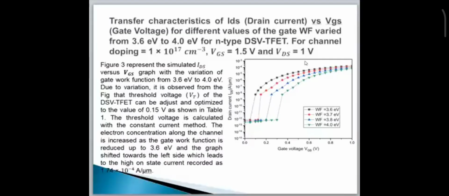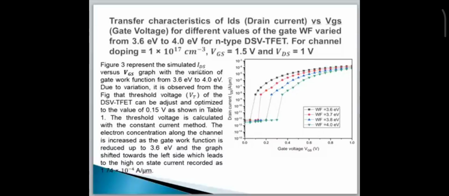This is the transfer characteristic curve of IDS versus VGS for different values of gate work function from 3.6 to 4.0 electron volt, for N-type dual source vertical TFET, in which the channel doping is 10 raised to power 17 per centimeter cube, the gate voltage is increasing from 0 to 1 volt and the drain voltage is set at 1 volt. This is not 1.5, this is 1 volt.